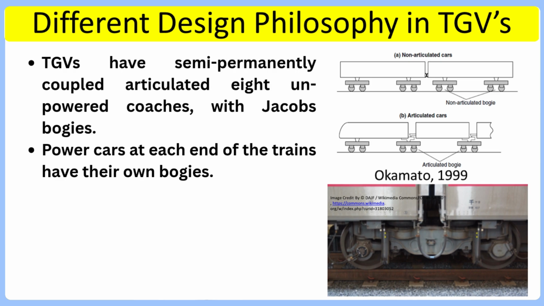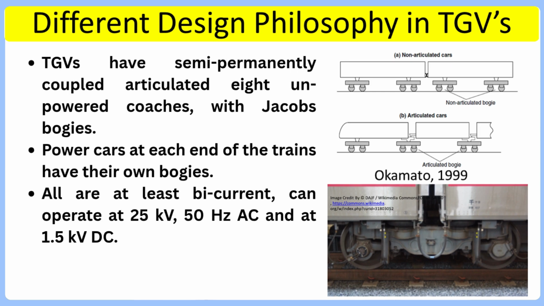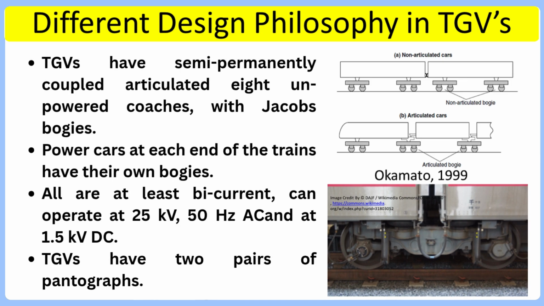All TGVs are equipped with 2 power cars, a design choice by SNCF to minimize electrical equipment compared to electric multiple units. TGVs are at least bicurrent, capable of operating on 25 kV 50 Hz AC and 1.5 kV DC for interoperability. When transitioning between different voltage zones, drivers are prompted by marker boards to deactivate power, lower the pantographs, adjust a switch for the correct system, and raise the pantographs.